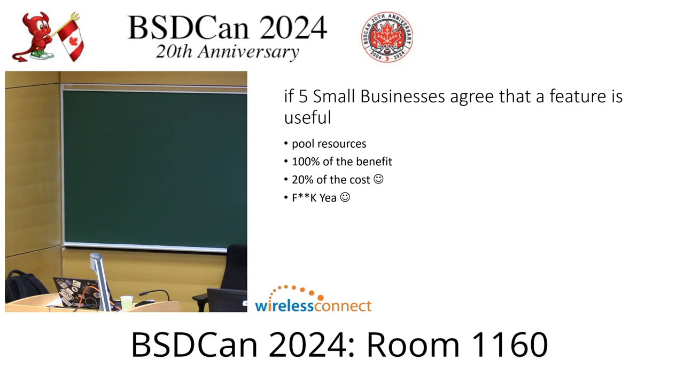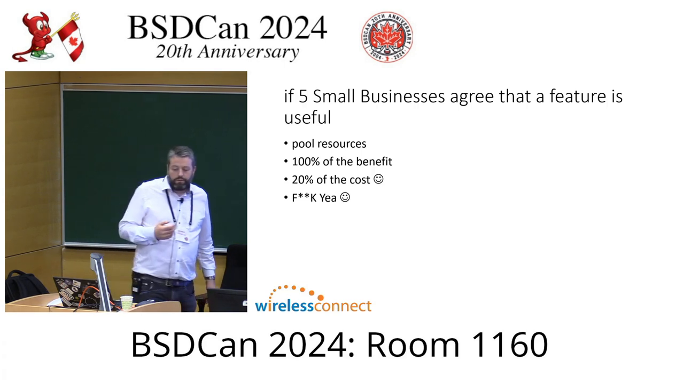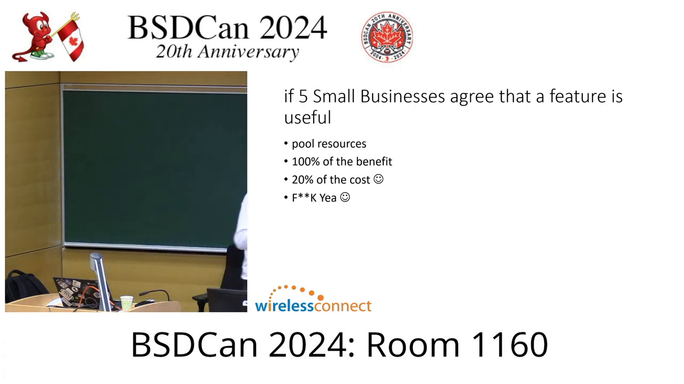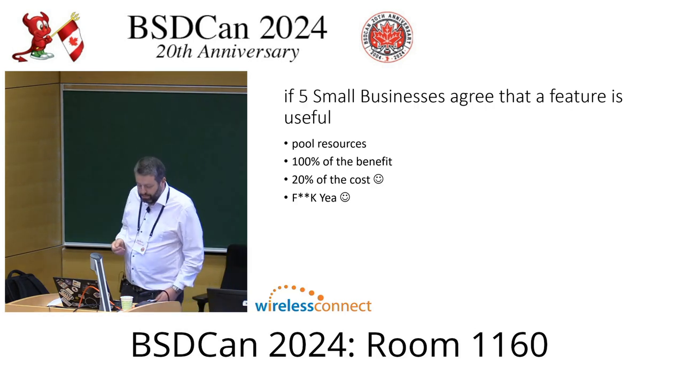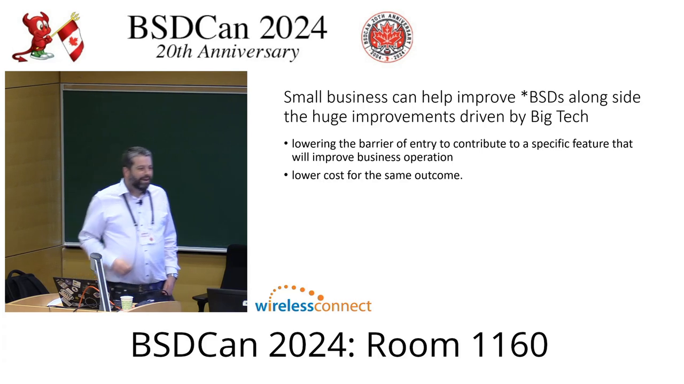If five people believe a feature is worth doing and they pool the resources, you can get 100% of the benefit at 20% of the cost. And that for me sounds like a pretty good value proposition. You might even get excited about it and say, fuck yeah.